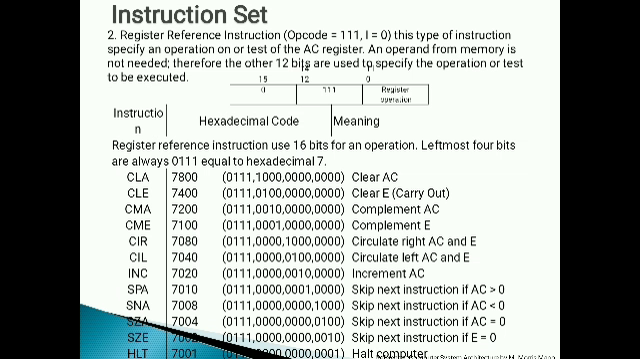For example, CLA means clear the contents of AC. CMA means complement the contents of AC, and so on. These are the examples of register reference instruction.